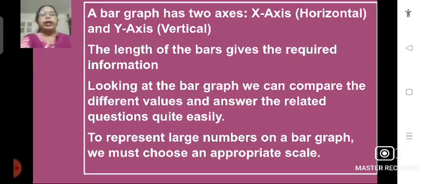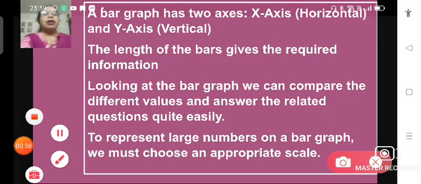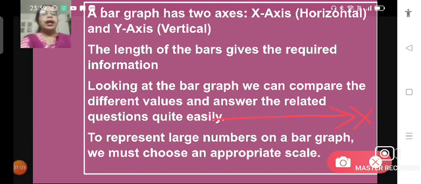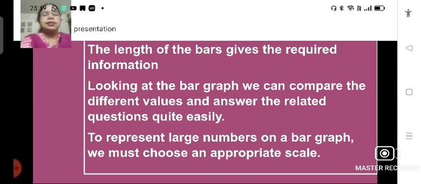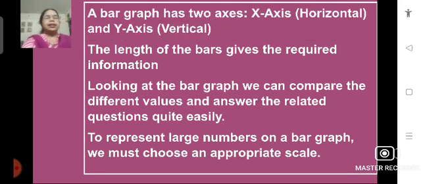Some more important points about a bar graph. A bar graph has two axes, the x-axis which is the horizontal one and the y-axis which is the vertical axis. The length of the bars gives the required information about the data. Looking at the bar graph, we can compare the different values and answer the related questions quite easily. To represent large numbers on a bar graph, we choose an appropriate scale.